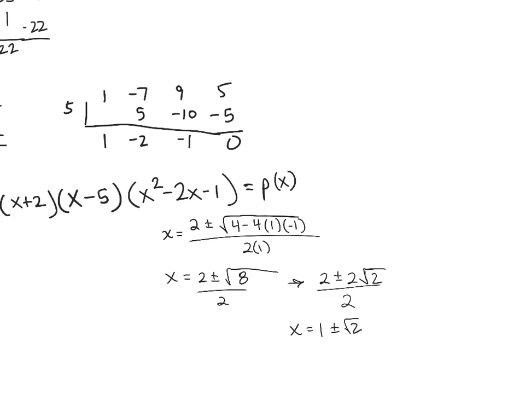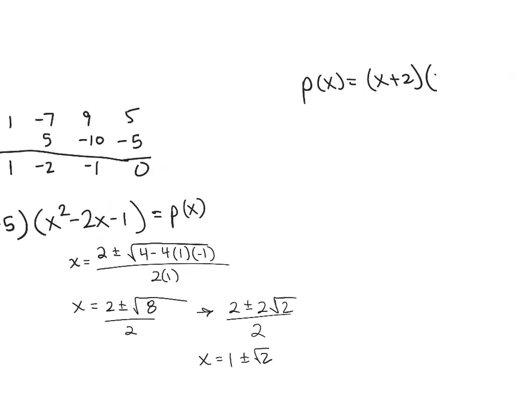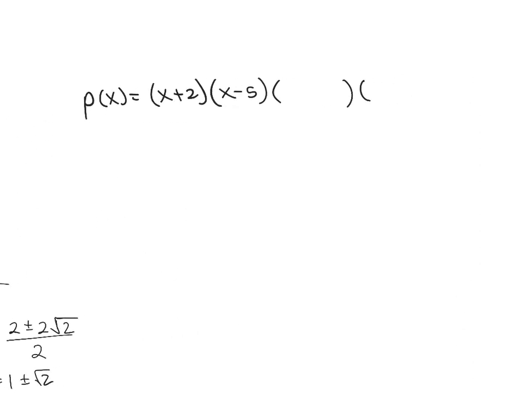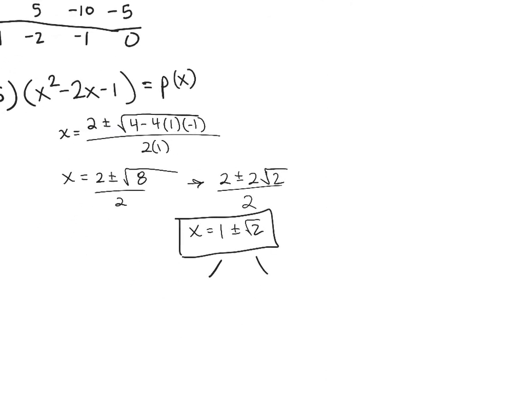So if we were to list p of x now in fully factored form, so p of x was x plus 2, what was the other one? X minus 5. And then we have 2 other factors that come from this 0 right here. And I see students often struggle with these kinds of zeros, writing them as factors. So I'm actually going to write this as 2 separate zeros. X equals 1 plus the square root of 2, and x equals 1 minus the square root of 2.